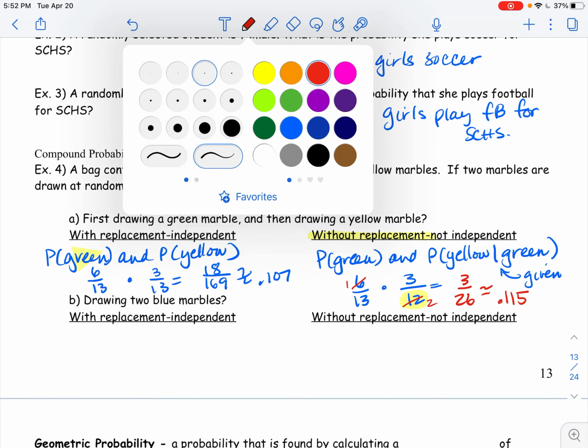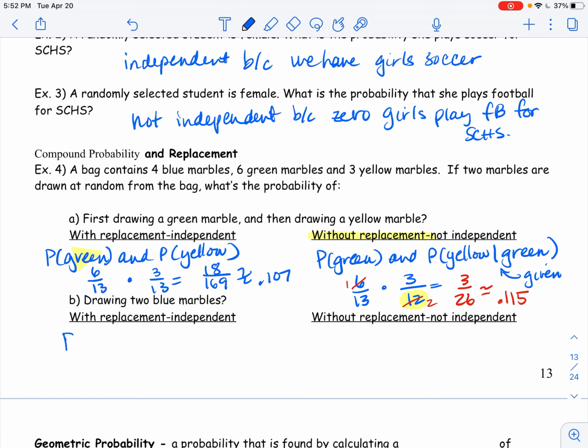Drawing 2 blue marbles. So we want a probability of a blue and probability of a blue. And this is with replacement. So we're going to put the blue back. And we have 4 blue. 4 out of the 13 and 4 out of the 13, and that is 16 over 169, which is approximately 0.095. Without replacement, that means we're going to have 1 less and 1 less blue.